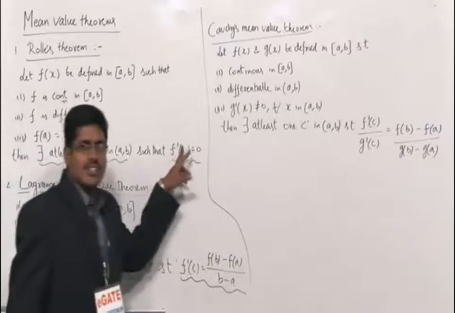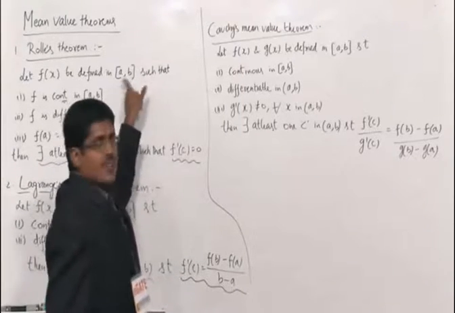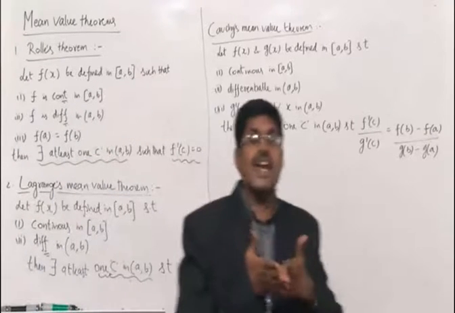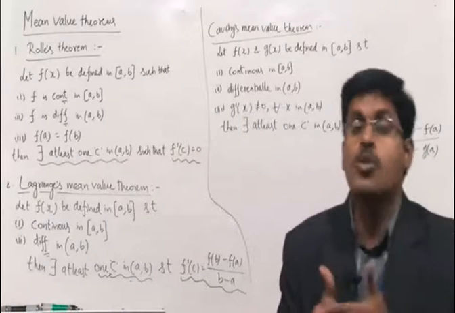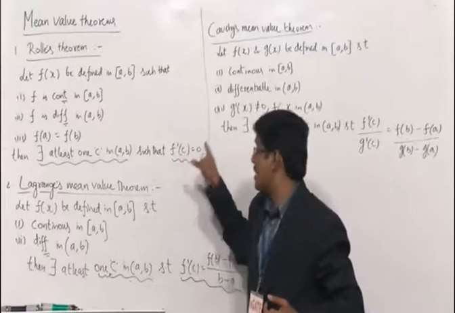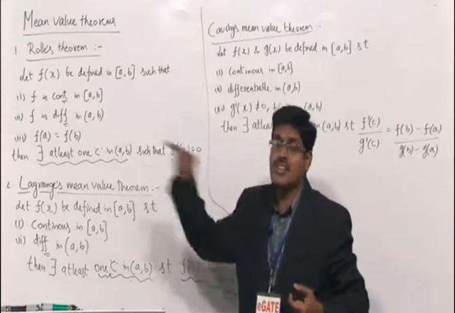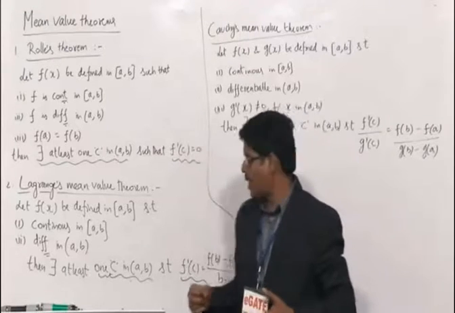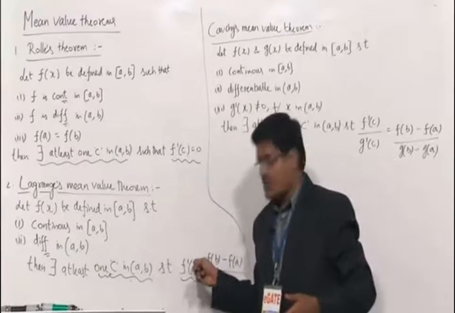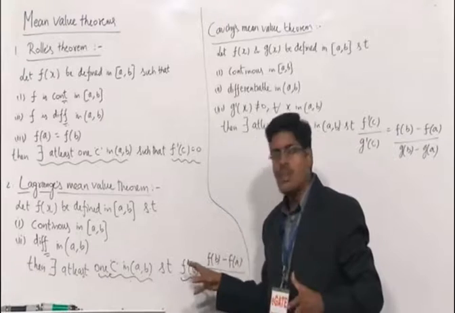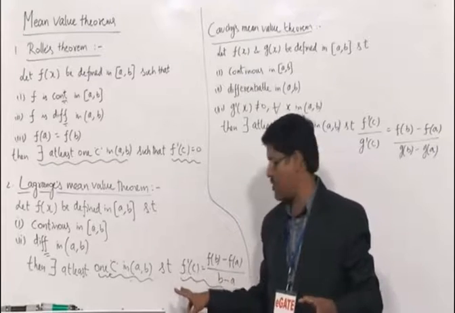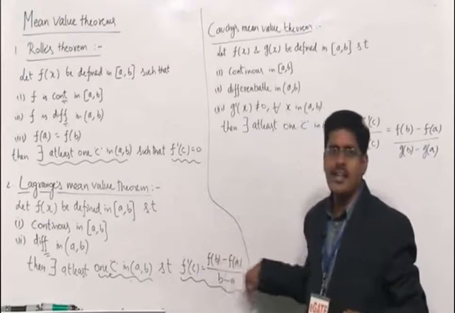So geometrically, f dash is equal to 0 means, once you draw the graph of the given function f(x) in the closed interval [a, b], there is a point on the curve whose tangent slope is equal to the slope of the x-axis, because 0 is nothing but the slope of the x-axis. That is, there is a tangent on the curve parallel to the x-axis. Curve means f(x). Now, Lagrange mean value theorem tells that there is a point on the curve at x is equal to c whose tangent slope, that is f dash, is equal to the slope of the chord joining the end points.